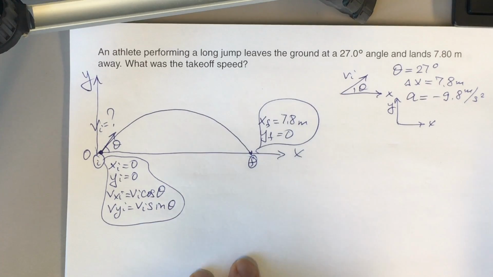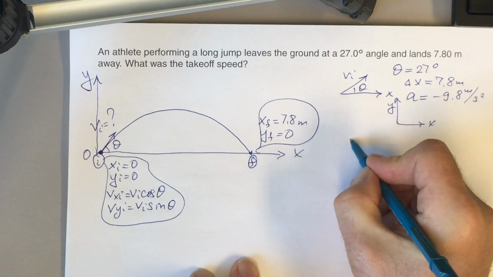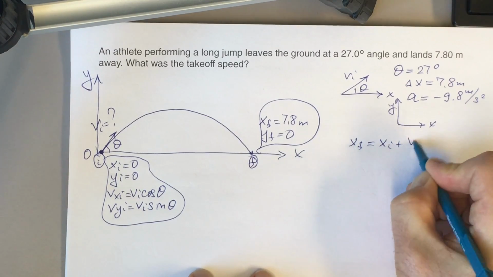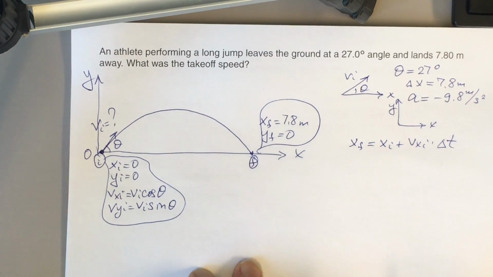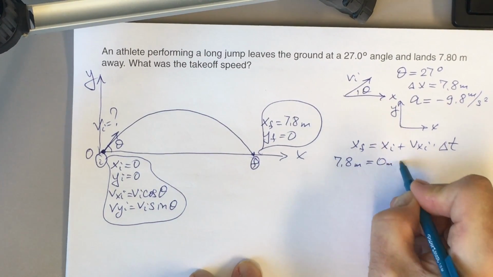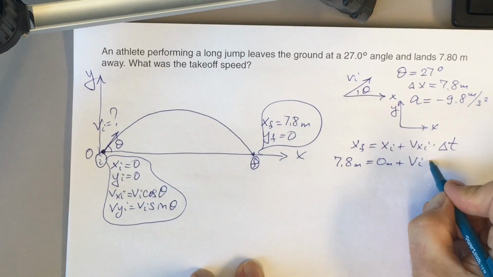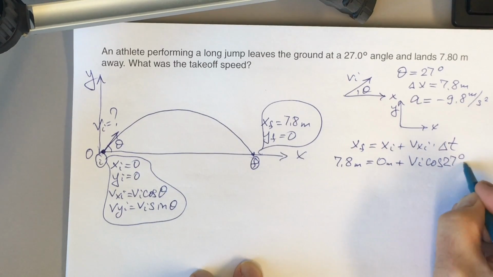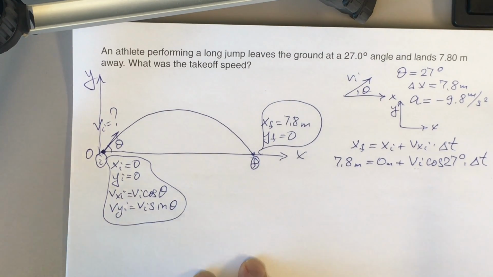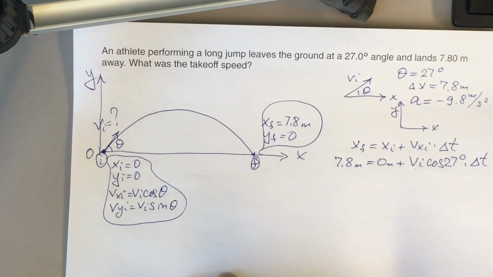So now it's time to pick appropriate equations. Because we have horizontal motion, we always have to use the equation for the horizontal motion: x final equals x initial plus Vx initial times delta t. If you plug in your data, you will have 7.8 meters equals 0 meters plus unknown v initial times cosine 27 degrees times delta t. Unfortunately, this equation has two unknowns, v initial and delta t. So you cannot solve this equation for v initial without knowing delta t. So we need one extra equation from which we can find delta t.